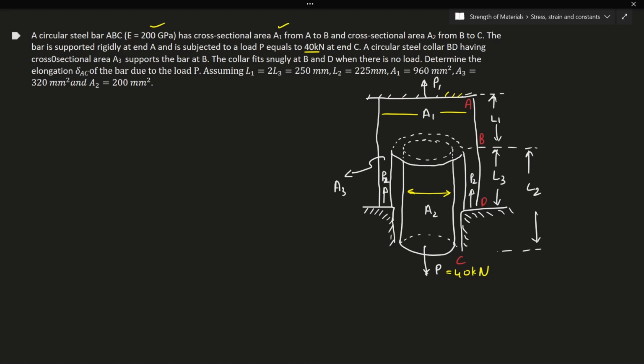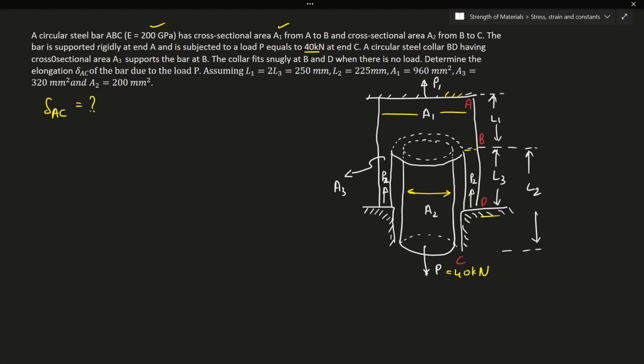Okay, and a circular steel collar BD having cross-sectional area A3. So again, this guy BD, the collar is here. This area is A3. Okay, supports the bar at B. So again, this is B, and D is a rigid end. The collar fits snugly at B and D where there is no load. Determine the elongation delta AC. So we'll need to calculate the total elongation of the bar.